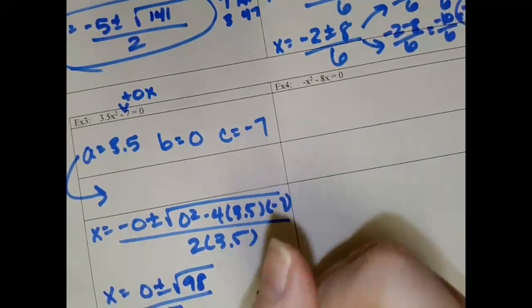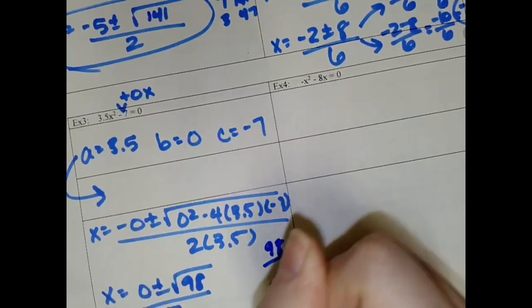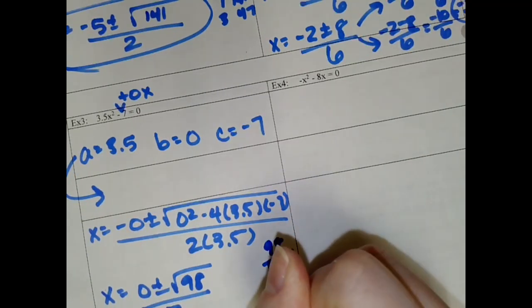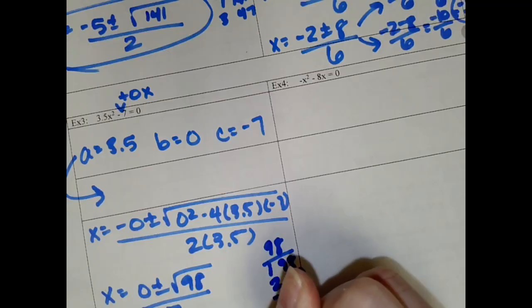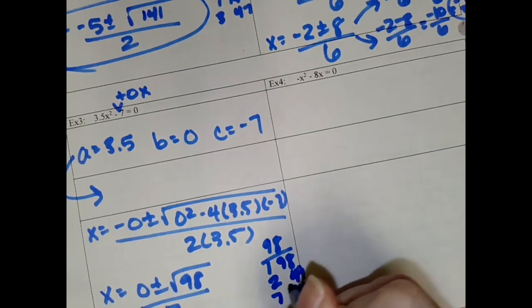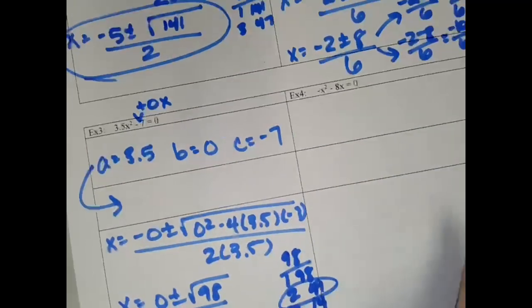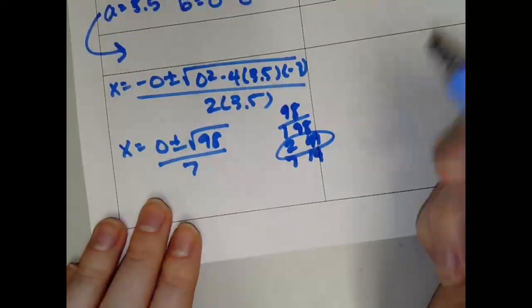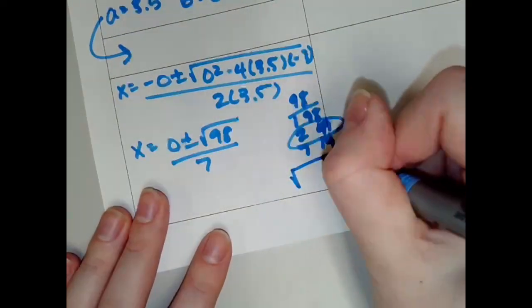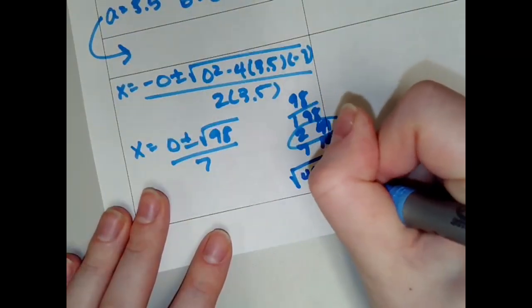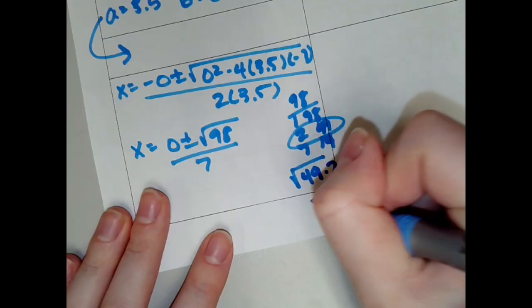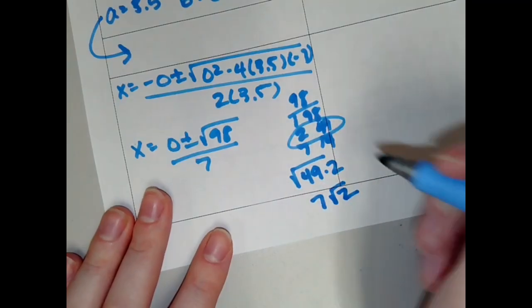So I need to think about factors of 98. 1 and 98, 2 and 49, 7 and 14. So 49 is a perfect square, which means I can simplify this. The square root of 98 becomes the square root of 49 times 2. The square root of 49 is 7. Square root of 2 doesn't simplify.